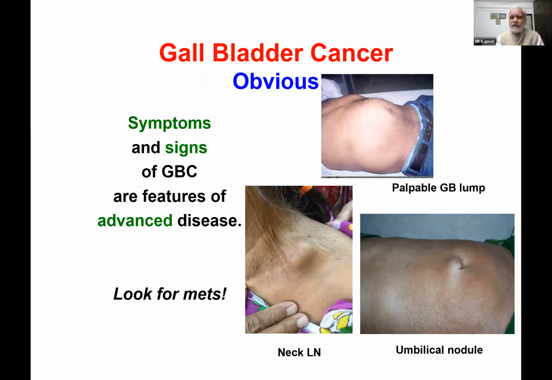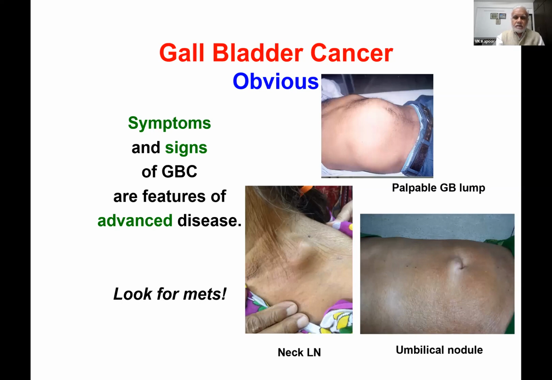Unfortunately, clinically obvious gallbladder cancer is usually in advanced stages, and therefore you should very carefully and diligently look for signs of metastasis: supraclavicular node, umbilical nodule, ascites, perrectal or pervaginal deposits. Because if any of these are present, then this patient probably does not require any further investigation and definitely not surgical management.